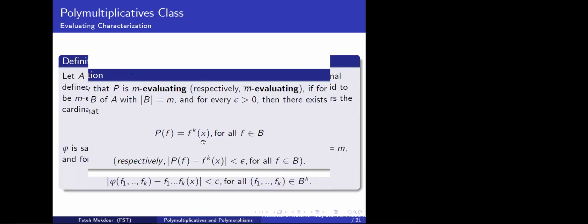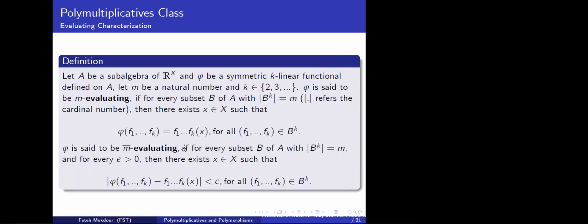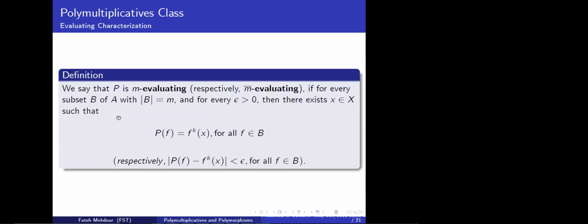Let us return to the previous definition. We just give a remark. Looking at the previous definition, it is easy to see that every m-evaluating functional is m-bar-evaluating. It is not difficult to see that.